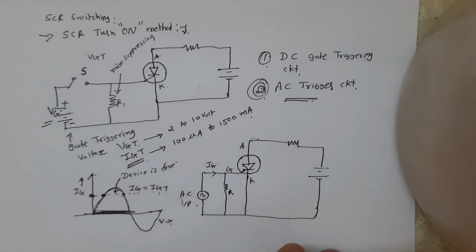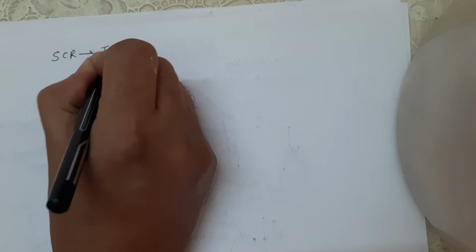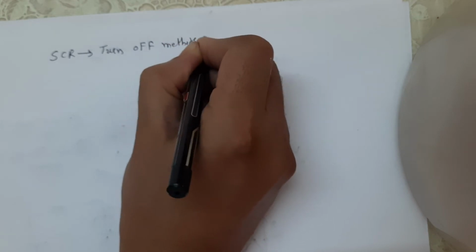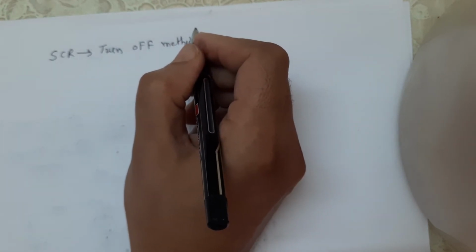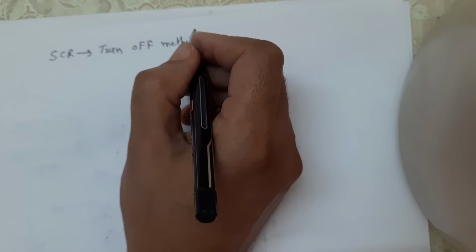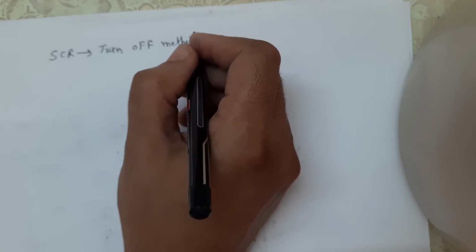Now we want to get to the second topic, SCR turn off methods. How to turn off the SCR? The SCR turn off poses more problems than SCR turn on, because once the device is in the on condition, the gate loses all control. There are many methods to turn off an SCR, but only two will be discussed here.